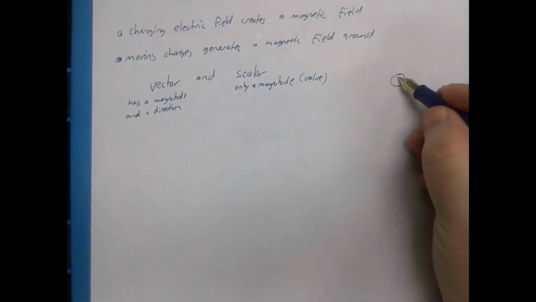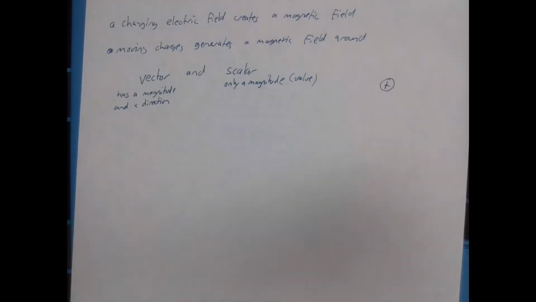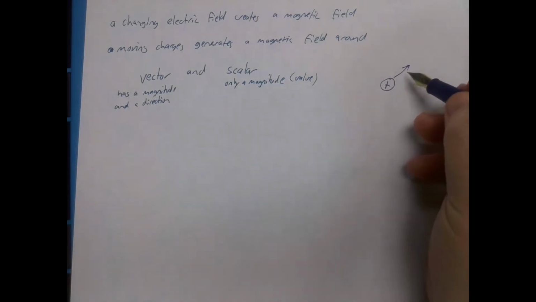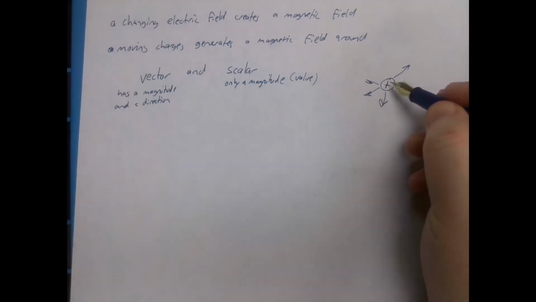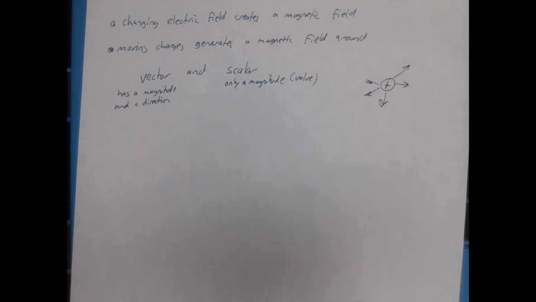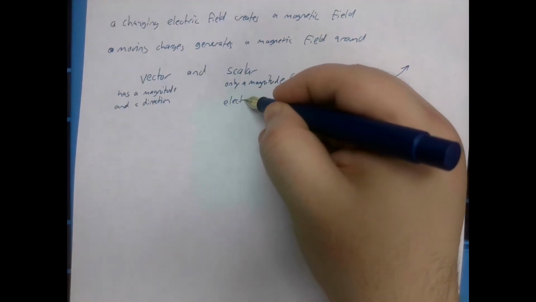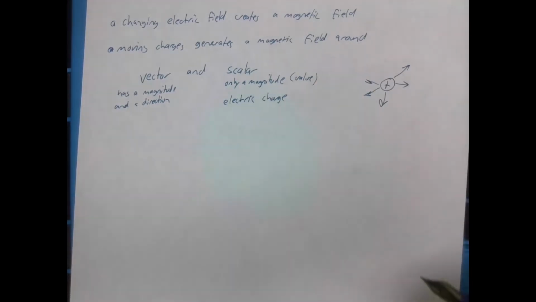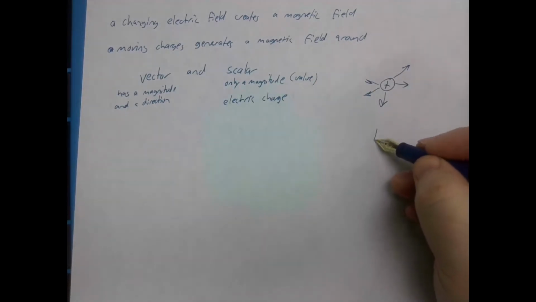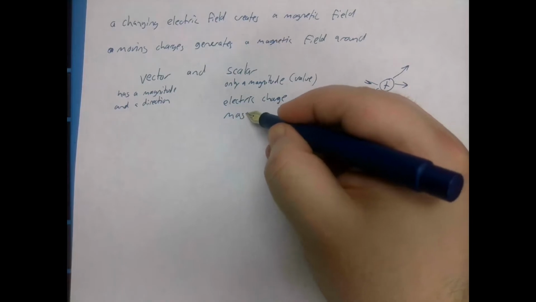So if I have a point mass with a positive charge, it creates an electrical field around it. The charge is an infinitesimally small point in the middle. So electric charge is a scalar. What about mass? It has no direction, so mass would be a scalar.